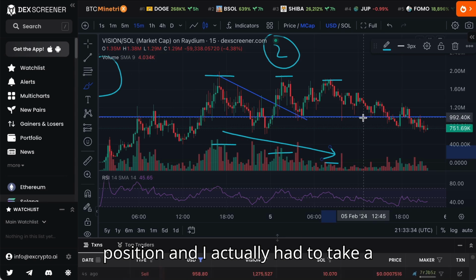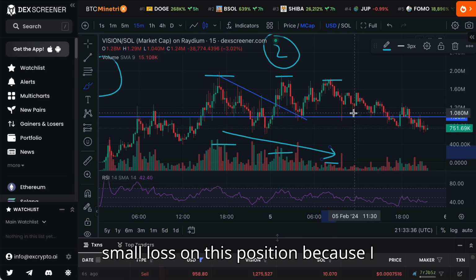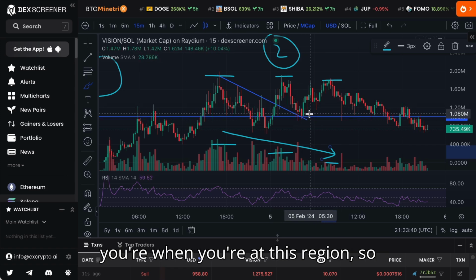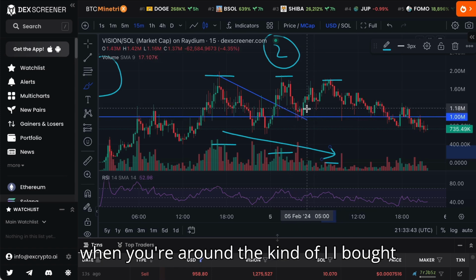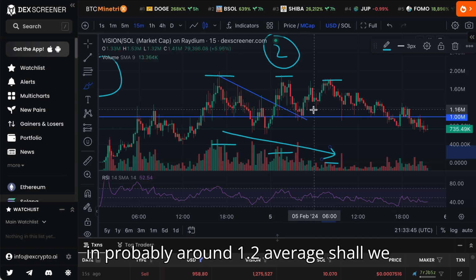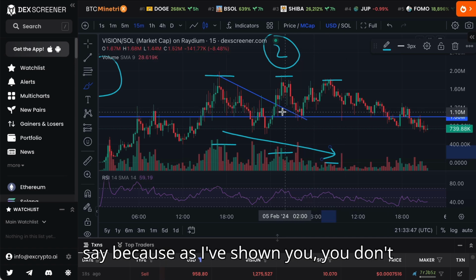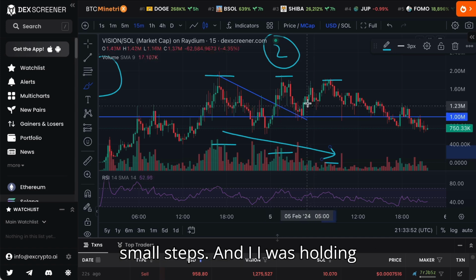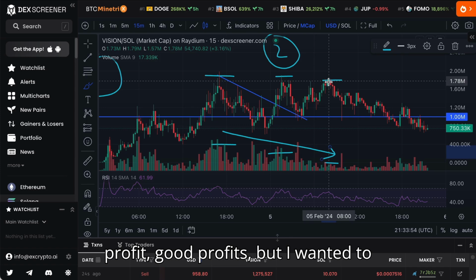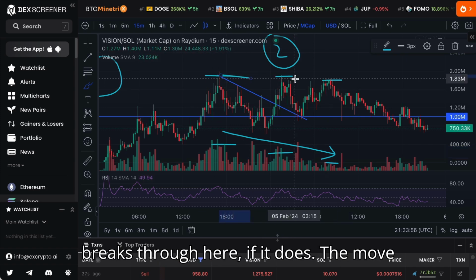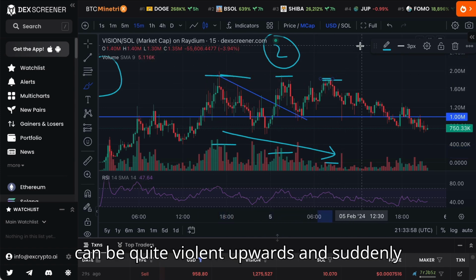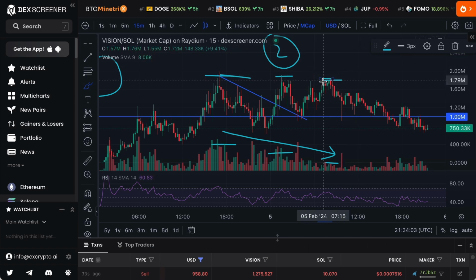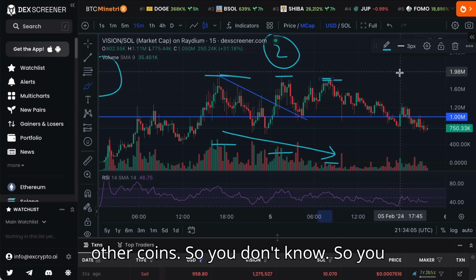And I actually had to take a small loss on this position because I wasn't sure if it was going to pump again. And then it's hard because when you're at this region, I bought in probably around 1.2 average, shall we say, because as I've shown you, you don't just buy in one big go, you buy in small steps. And I was holding good profits, but I wanted to give it time because remember, if it breaks through here, the move can be quite violent upwards. And suddenly from 2 mil, you can go to 5 mil and 10 mil, as I've shown you with GameStop and other coins. So you don't know.